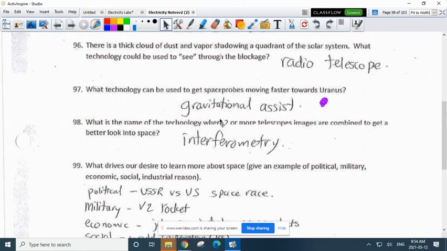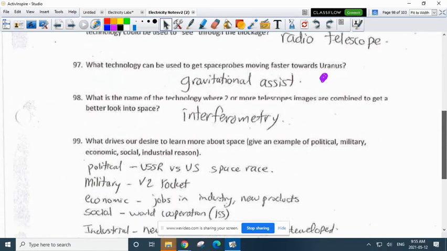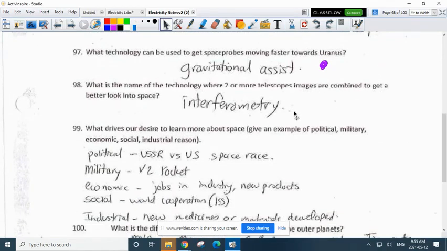What's the name of the technology where 2 or more telescope images are combined to get a better look at space? That's interferometry. And remember, there's also VLBI, very long baseline interferometry. There's also VLA, very long arrays.